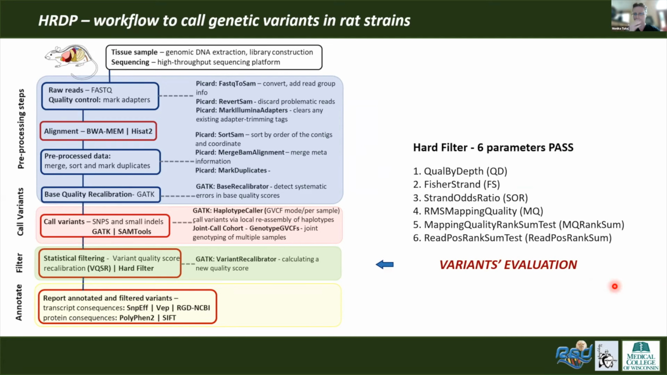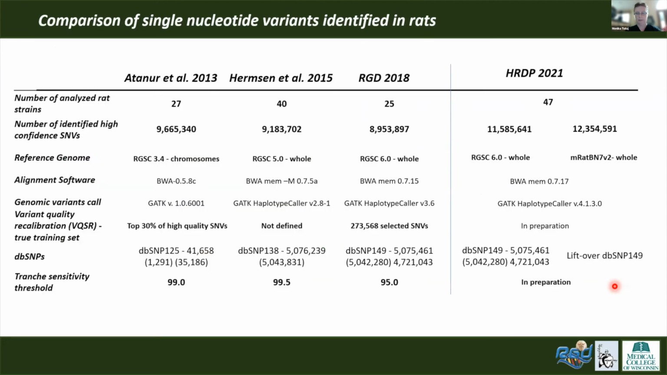And so to be a valid variant, currently we are providing data where each variant has to pass all 6 parameters. So these are stringent criteria, and it's another way of minimizing false positives. And in the future, we will need to adjust and rescue some of the false negative results.